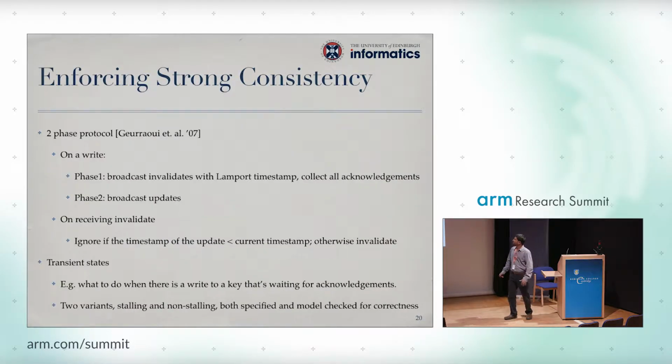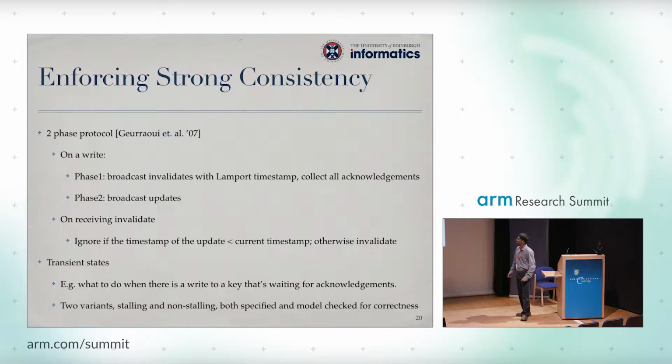So how do you enforce this kind of stronger linearizability constraint? Intuitively, you need a two-phase protocol here, and this is due to work by Gharachorloo in 2007. On a write, in phase 1, you broadcast invalidates with Lamport timestamps, but you collect all acknowledgements. Only then do you propagate the updates. In doing so, you maintain the invariant that you're not reporting success until the write has been propagated to all caches or replicas.